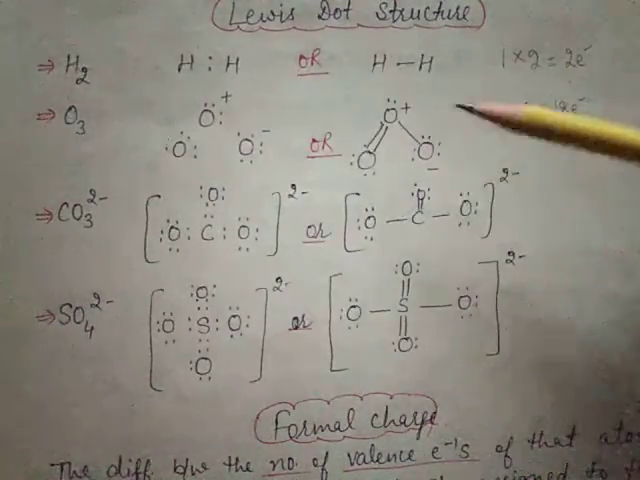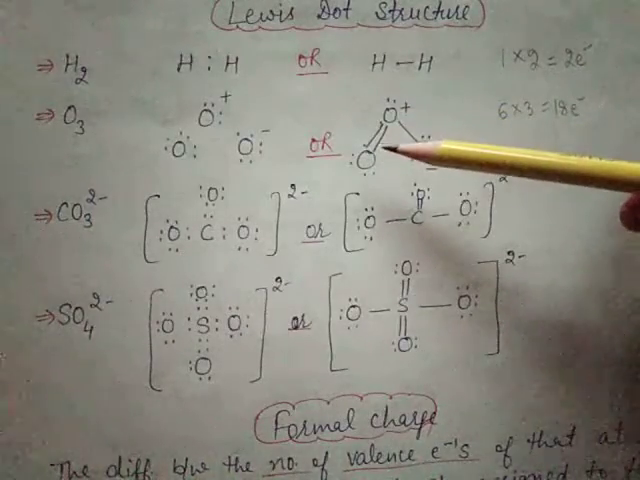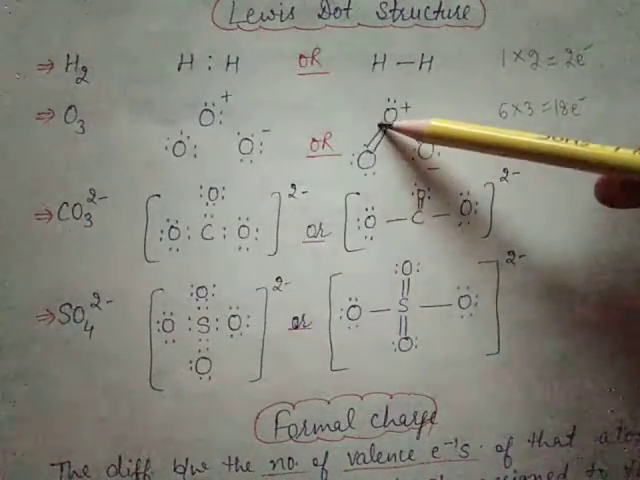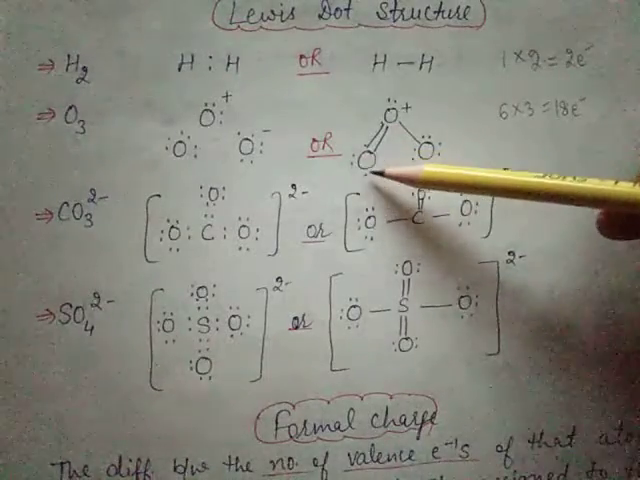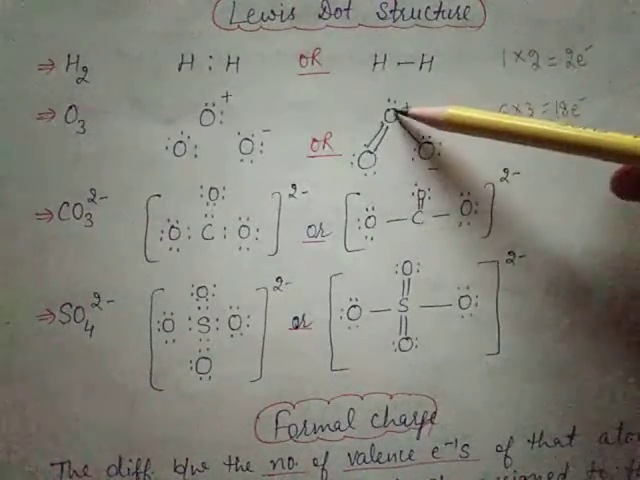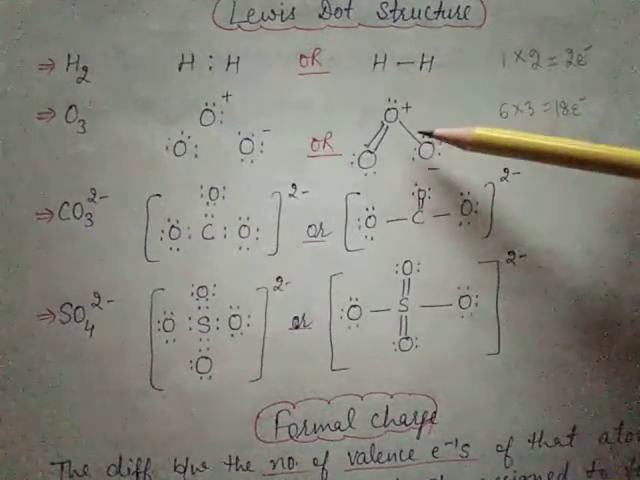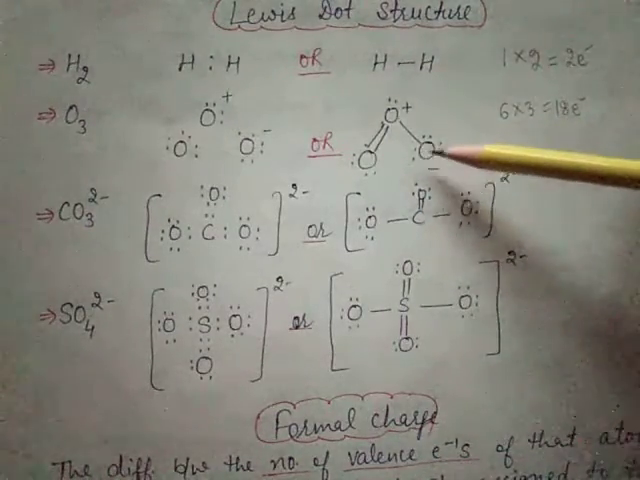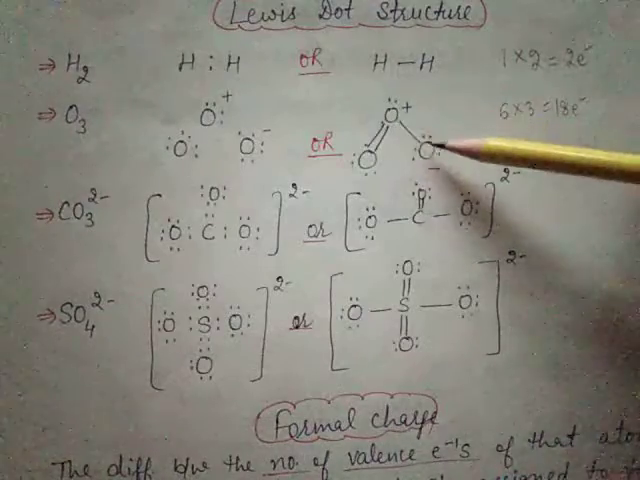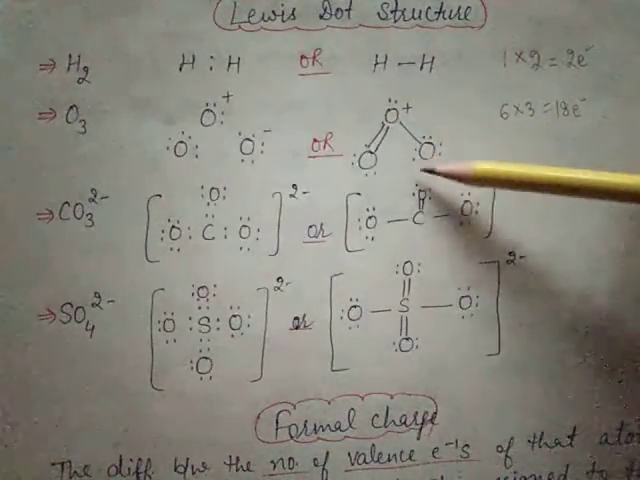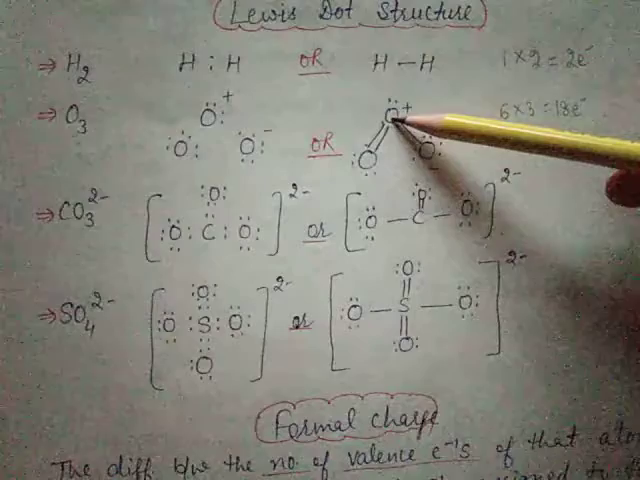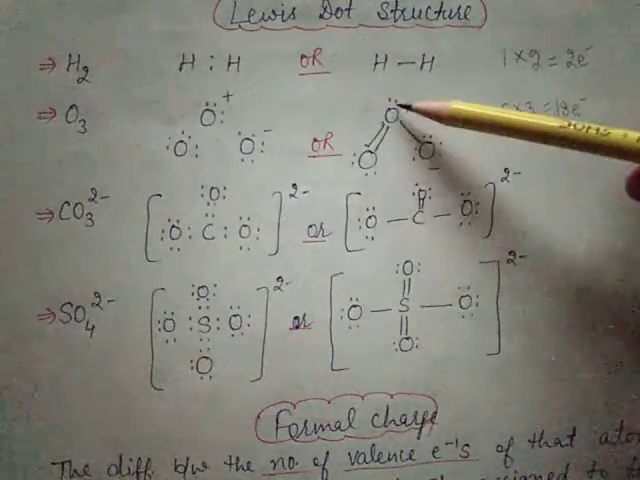After that the surrounding atoms have to complete their octet. How is it possible? This one has 1, 2, 3, 4, 5, 6, 7, 8. This octet is complete. This is the central atom, and this is a surrounding atom, with 1, 2, 3, 4, 5, 6, 7 and 8. Octet means 8 electrons. This one also has 8 electrons complete, and this one also has 8 electrons complete. Now only the central atom is left.